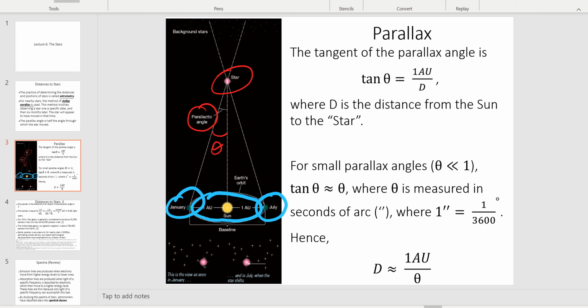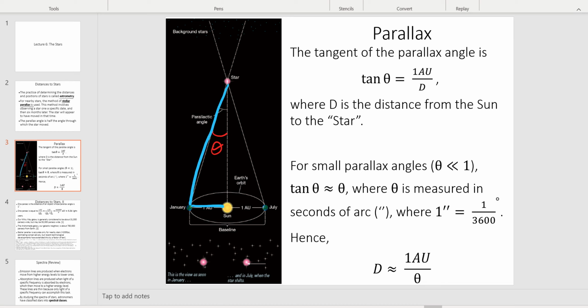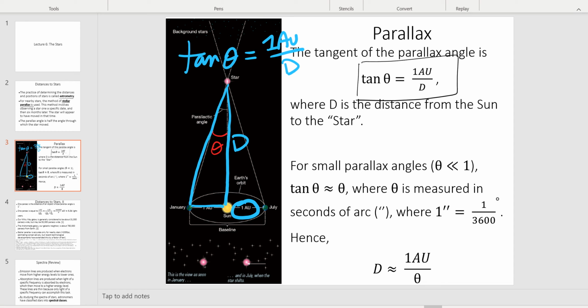If I were to use the trigonometric function tangent of theta in this triangle here, then what I will get is tangent of theta equals the opposite side, which is 1 AU, divided by the hypotenuse, which is basically d. D is the distance between the sun and the star that we're interested in. And by the way, the distance between the Earth and the sun on average is 1 AU. That's how we define it. So that gives us this equation here, and tangent is a trig function.